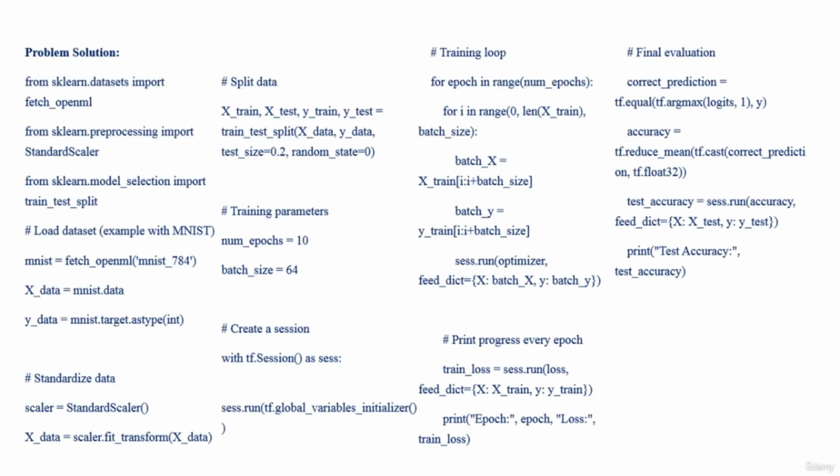How code is working. The code initializes TensorFlow variables and trains the neural network over several epochs. The training loop processes data in batches, updating weights using the optimizer. After training, the model's accuracy is evaluated on the test set.